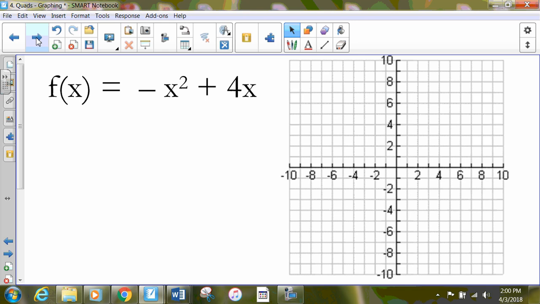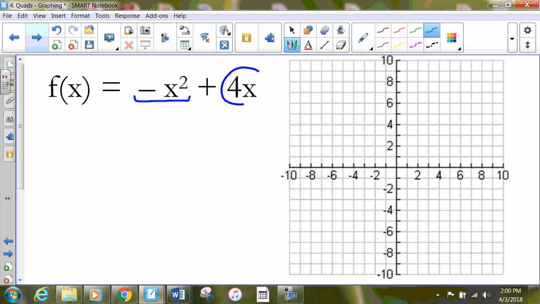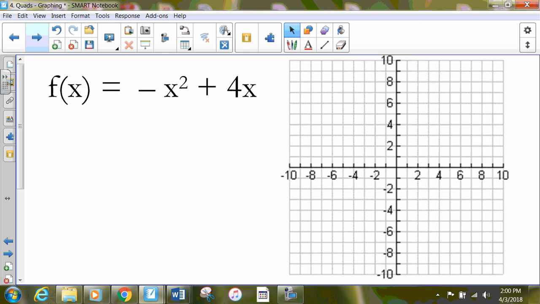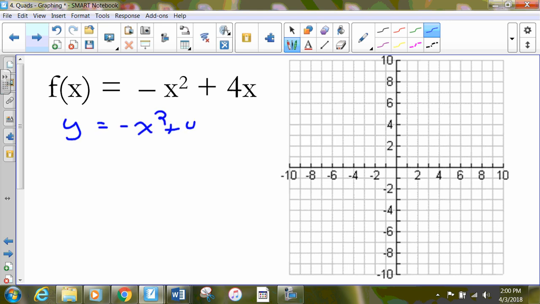We couldn't use our old way anyways, because for the first time, we have not only an x squared part, but we have a term that's just plain old 4x. So we don't know how to graph this, but we're going to use our wonderful factoring skills to help us. So the first thing we're going to do is rewrite f of x as y, just as a reminder that f of x and y mean the same thing.